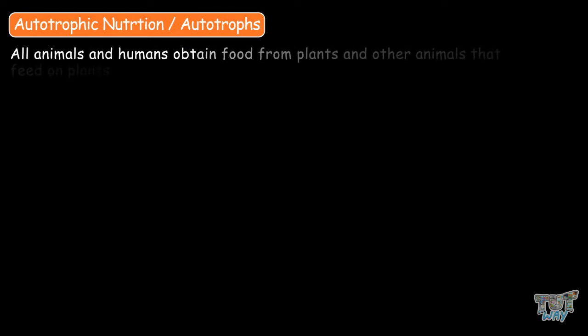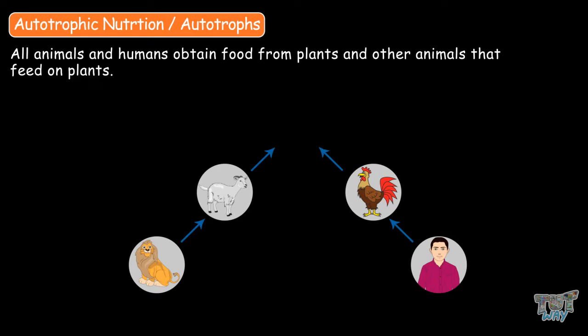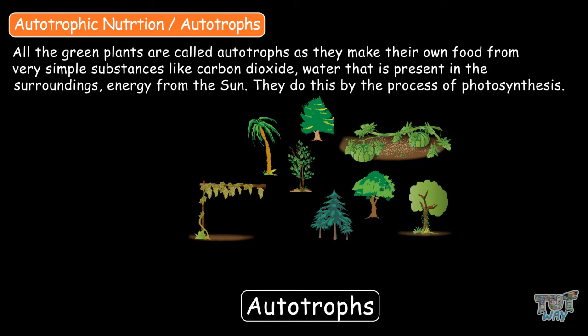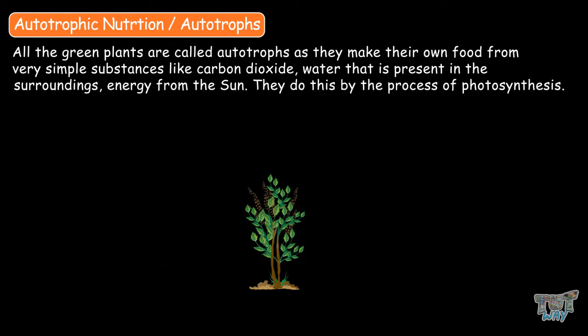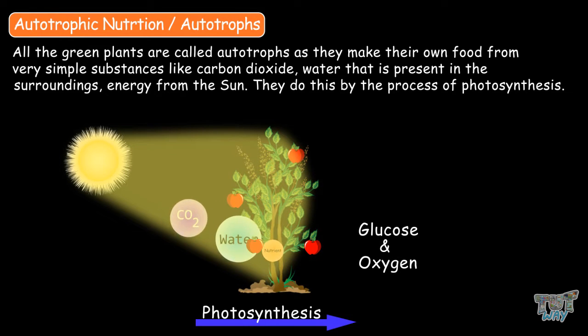And all the animals and humans obtain food from plants and other animals that feed on plants. So human beings and animals depend on plants for their food, directly or indirectly. Now let's learn more about these autotrophs. All the green plants are called autotrophs as they make their own food from very simple substances like carbon dioxide and water that is present in the surroundings, and energy from the sun, and they do this by the process of photosynthesis.